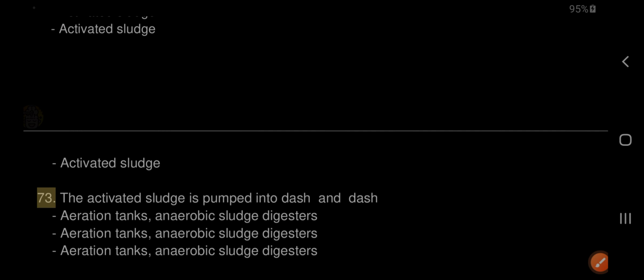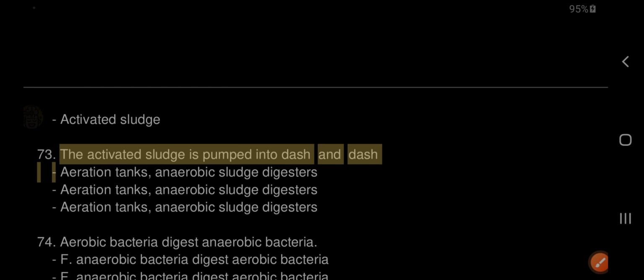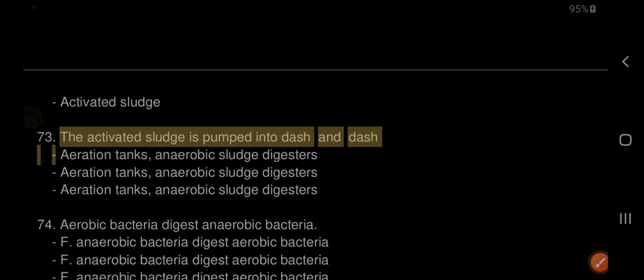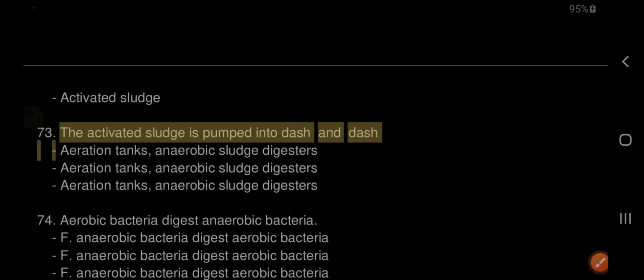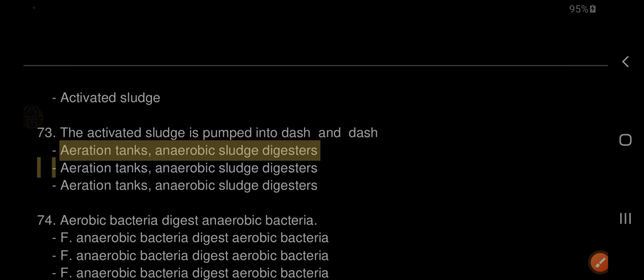73. The activated sludge is pumped into dash and dash. Aeration tanks, anaerobic sludge digesters.